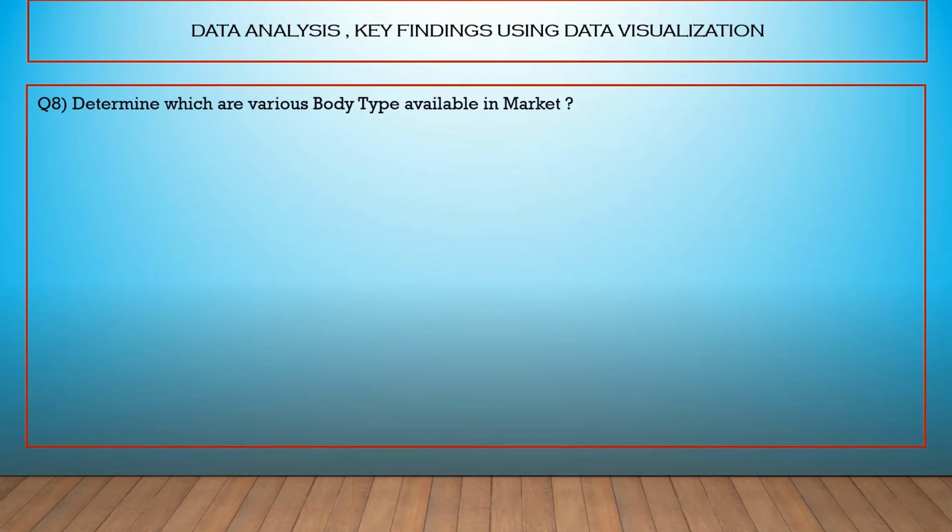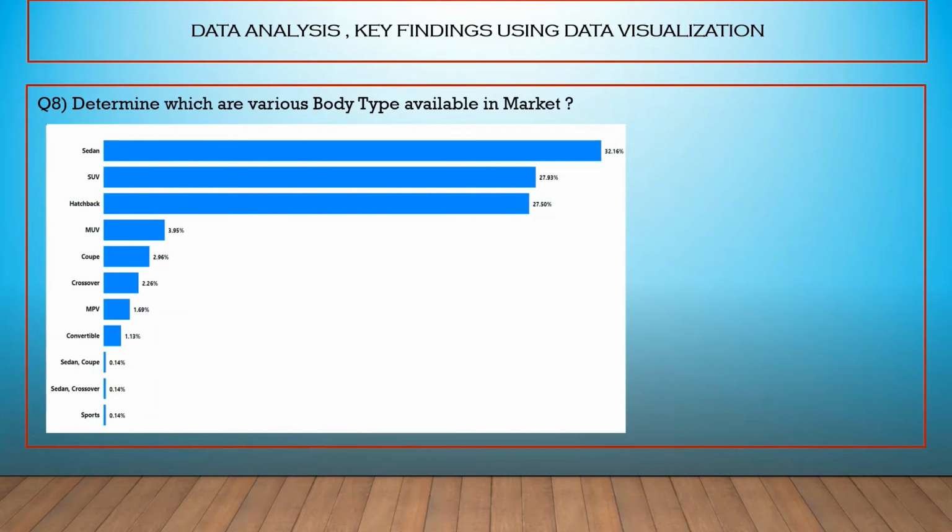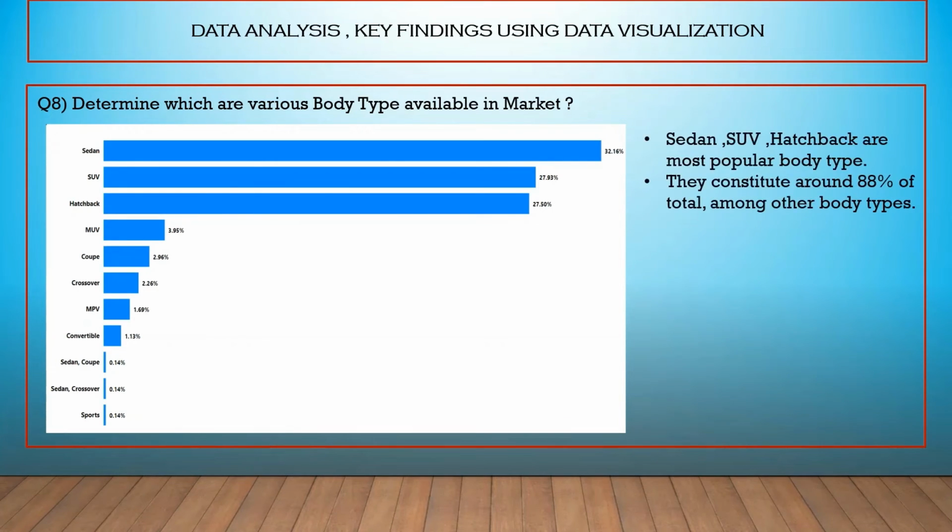Our next objective is to determine which are the various body types available in the market. We have used a clustered bar chart to determine the distribution among the various body types. Sedan, SUV, hatchback are the most popular body type. They constitute around 88% of total among the others.